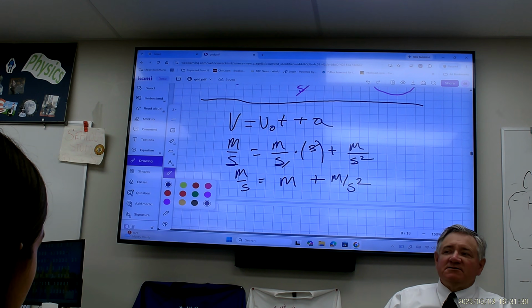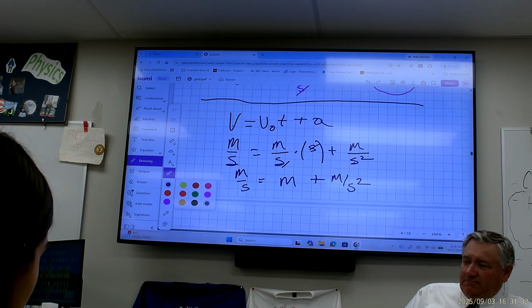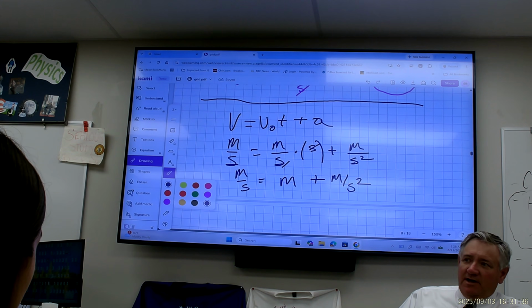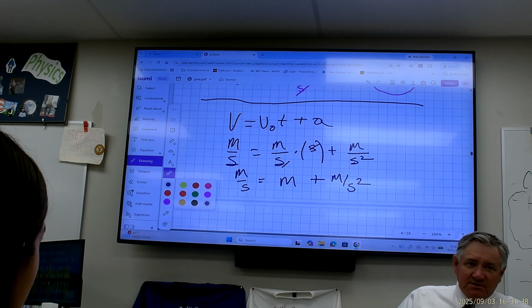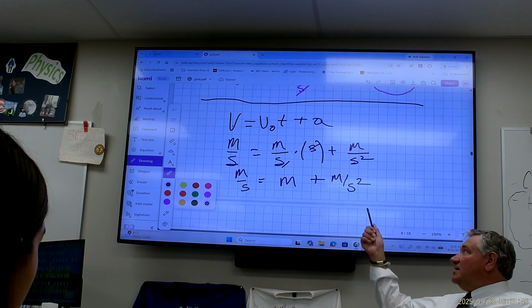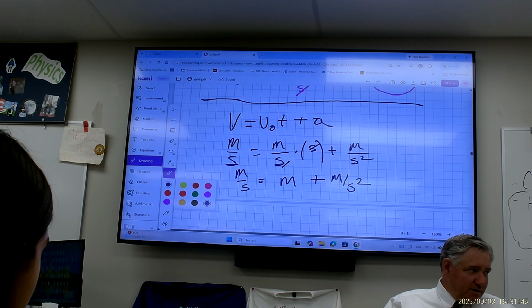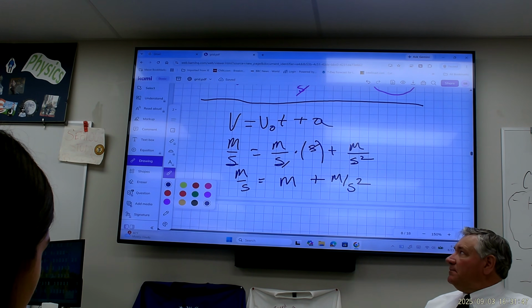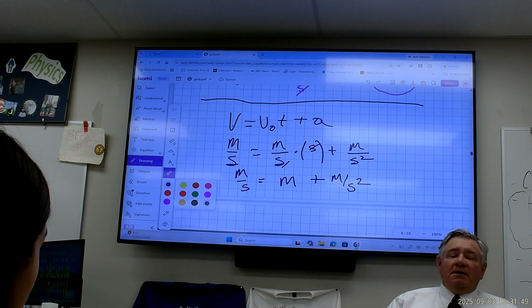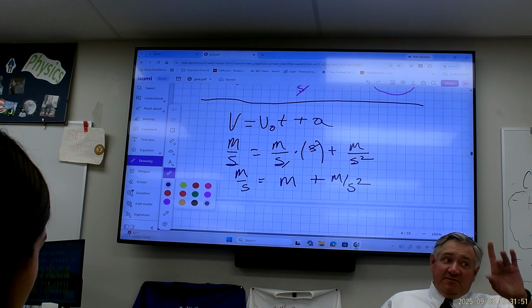Absolutely not. So this equation looks cool, but is it valid? No. Okay? It's not a valid equation because at the end of the day, you're trying to add a distance to an acceleration. As you say out on the farm, that dog won't hunt.